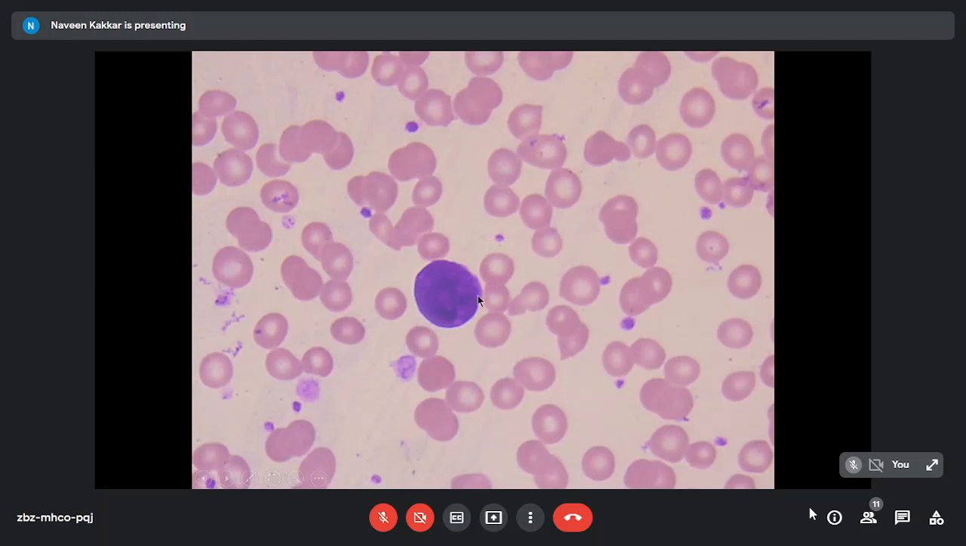If you look at this cell, it's much, much bigger than any RBC, much bigger than most WBCs that you will know, even a monocyte. Very high density, no nucleoli, hardly any cytoplasm. In fact, there's a slight wisp here, almost like a tone of cytoplasm on this side.